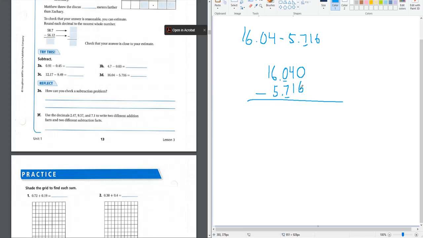So 0 minus 6 doesn't work, so I'm going to have to borrow. I'm going to do this in red. 10 minus 6 is 4. 3 minus 1 is 2. 0 minus 7 can't work, so I got to borrow. 10 minus 7 is 3. Bring down the decimal. 5 minus 5 is 0. And then bring down the 1. So the final answer is 10.324.